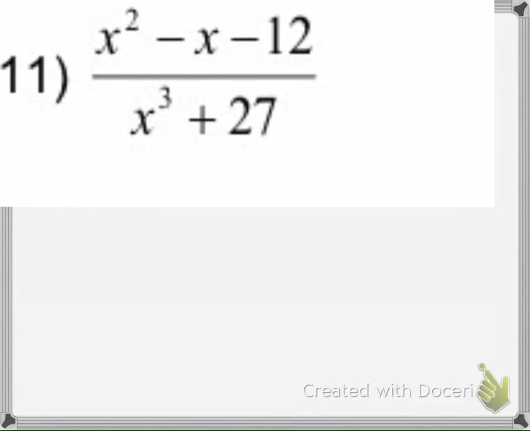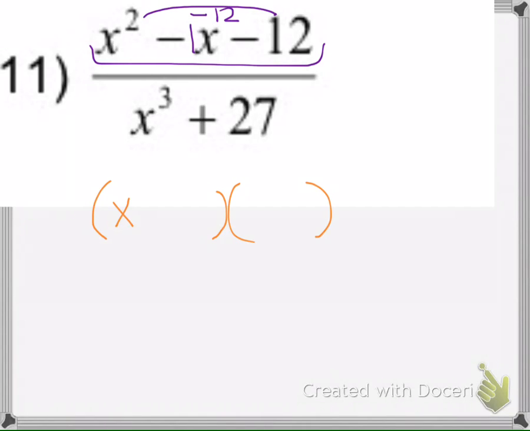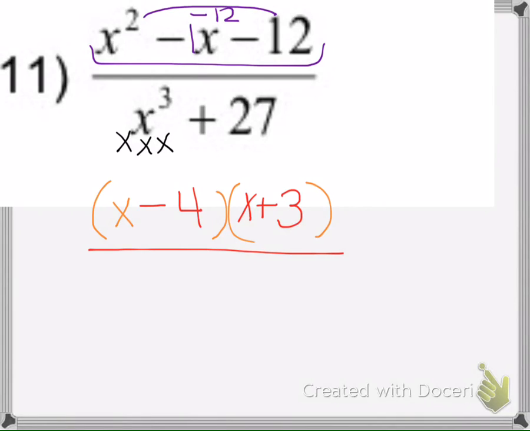Okay, so let's go ahead and simplify this one. So first thing is there is no GCF. There's 3 terms. So we need to think of what multiplies to -12 and adds to -1. So again, feel free to pause the video as you factor the numerator and the denominator. So we'd have 4 times 3 is 12, but it has to multiply to -12, so I'm going to have -4 and +3. And then here we have cube, right? X times x is x cubed, and 3 times 3 times 3 is 27.